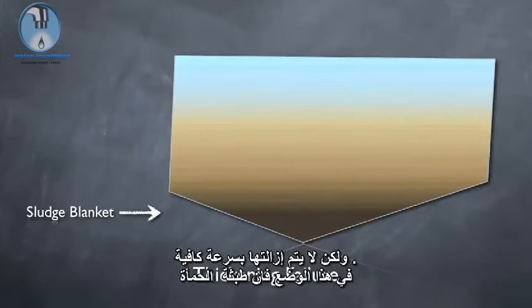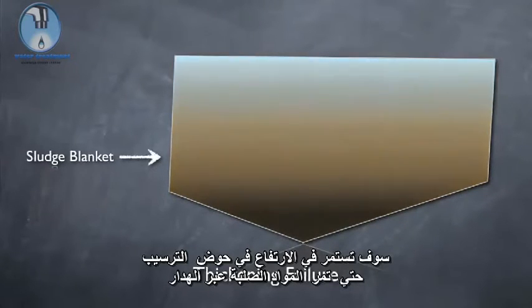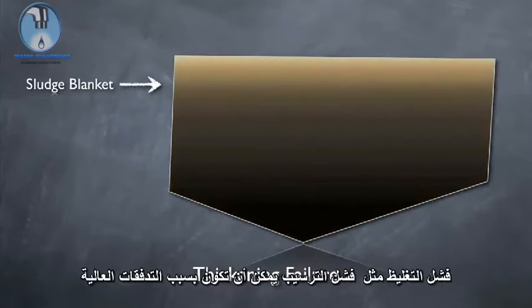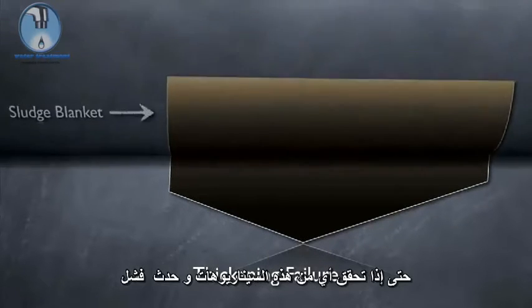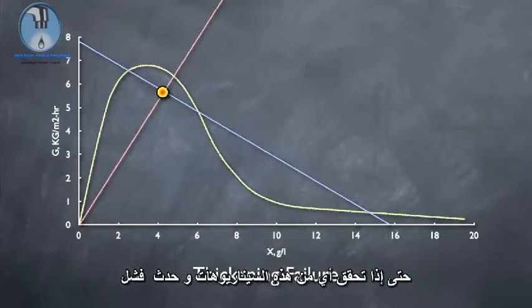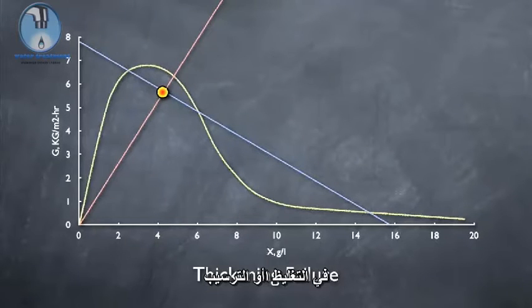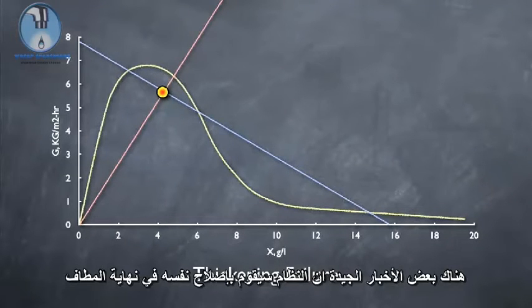Under these conditions, the sludge blanket would rise in the clarifier until solids are passing over the weir. Thickening failure, like clarification failure, can be caused by high flows, low RAS, high SVI, or any combination. So if either of these scenarios should occur, and you were to fail in thickening or clarification, there is some good news. The system will eventually fix itself.